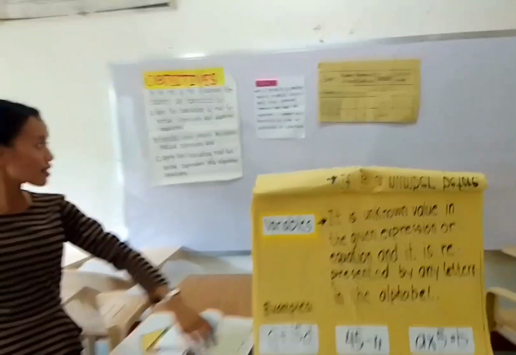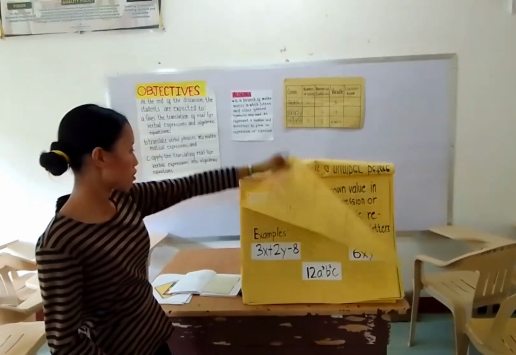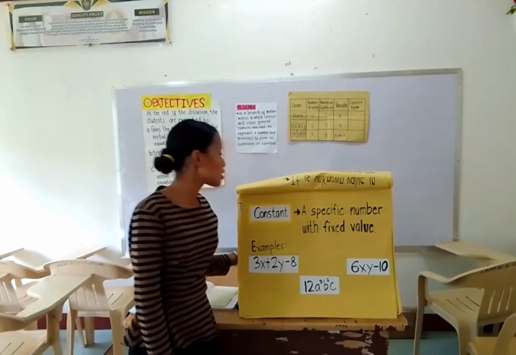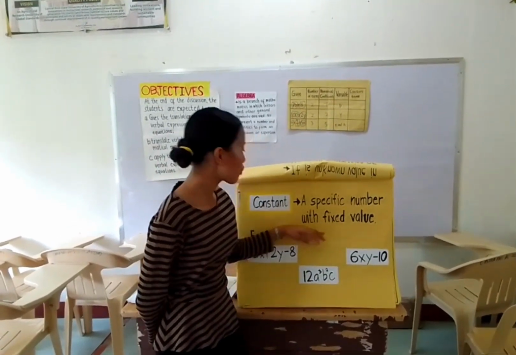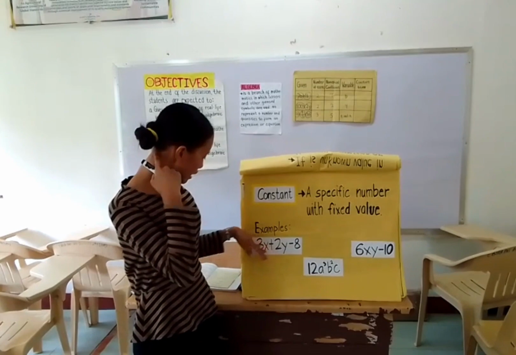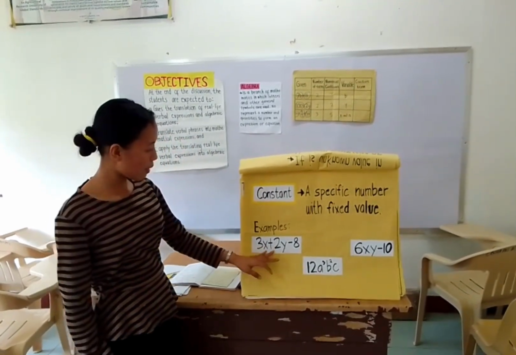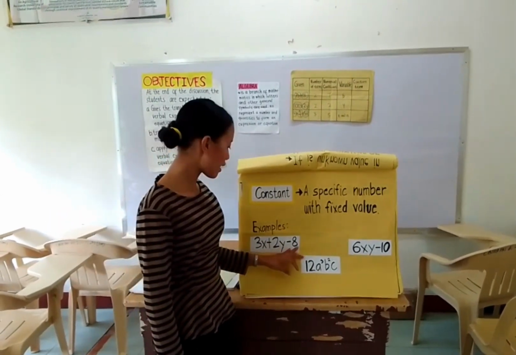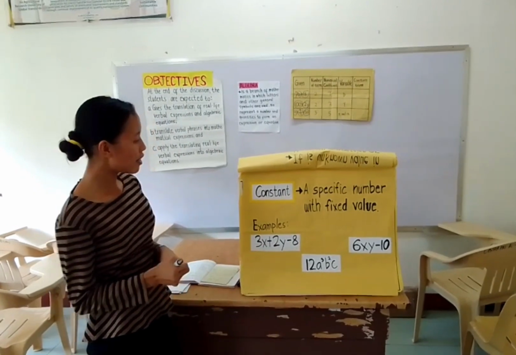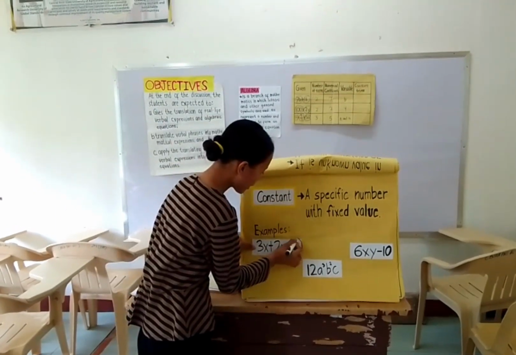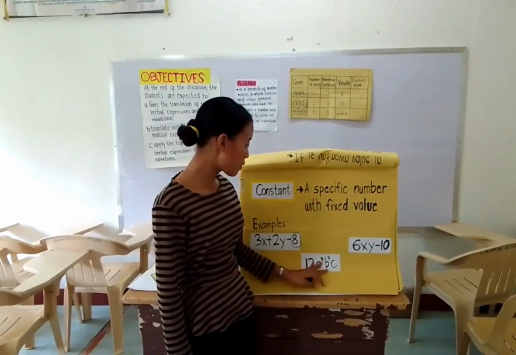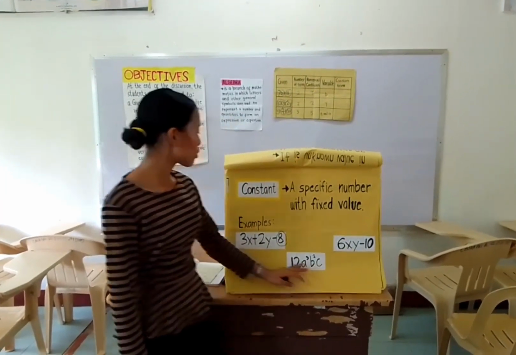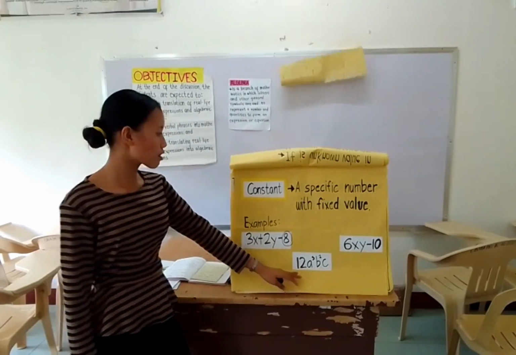Now, let us move on to the constant number. A constant number is a number with a fixed value. For example, 3x plus 2y minus 8. The constant number here is the number 8. Next, 12a cubed b squared c. So there is no constant value.